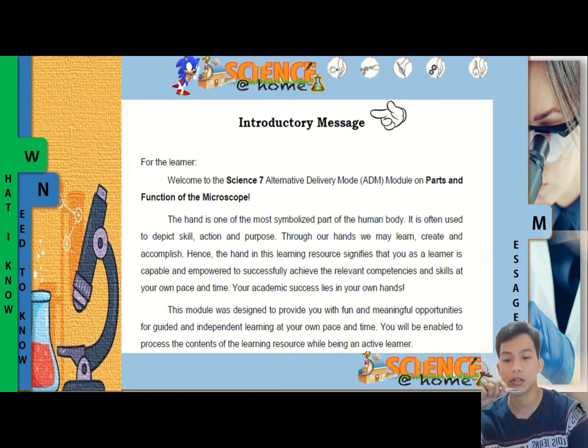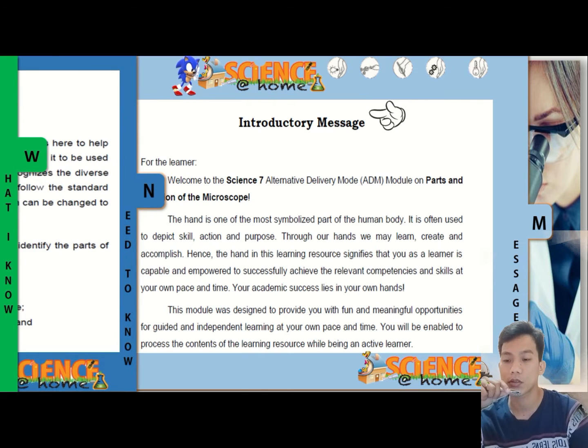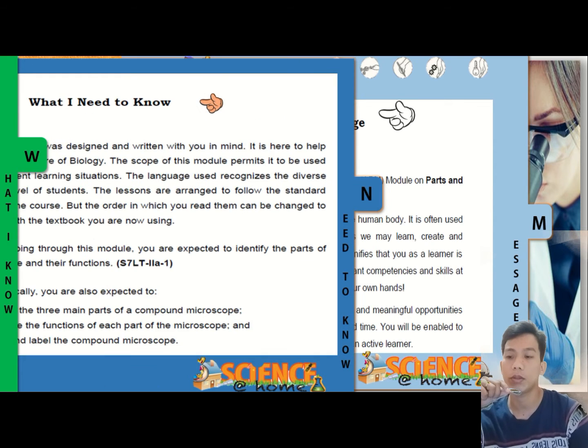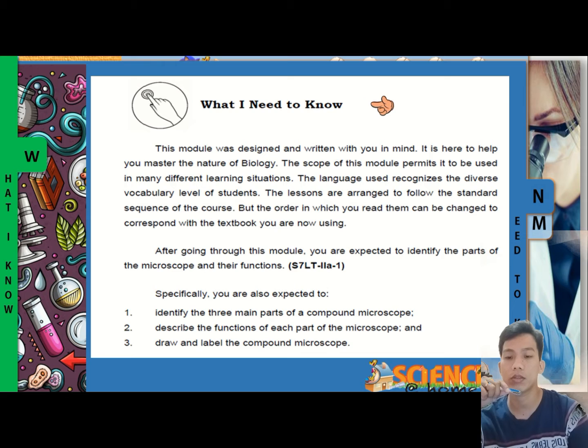This module was designed to provide you with fun and meaningful opportunities for guided and independent learning at your own pace and time. So what do we need to know about this module? This module was designed and written with you in mind. The module is based on the MELC, or most essential learning competencies.